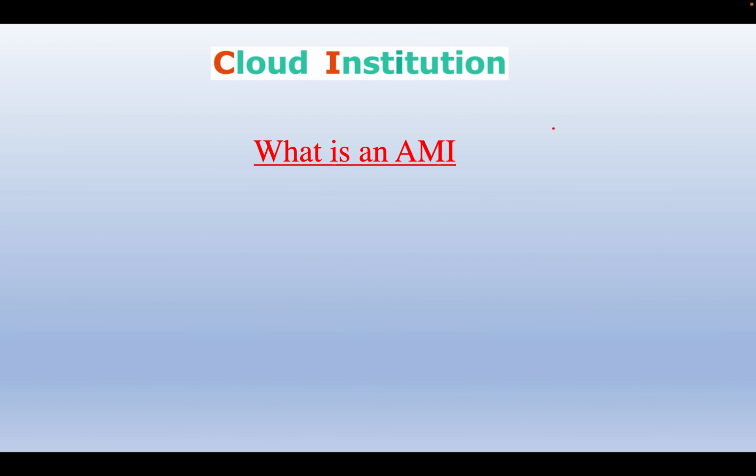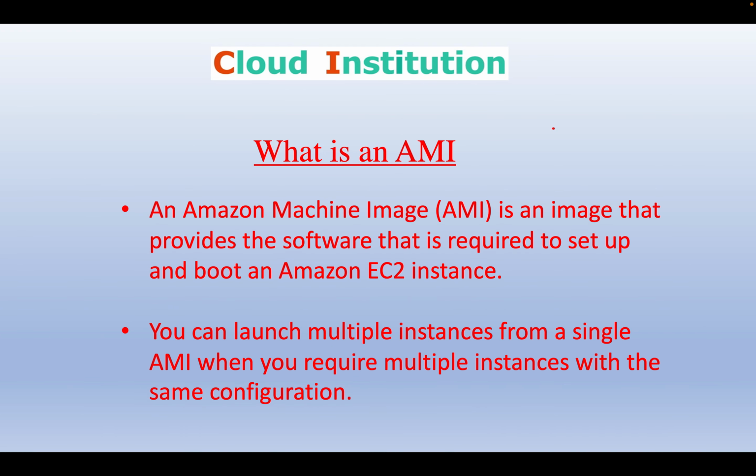First of all, let's check what an AMI is. AMI is an Amazon Machine Image. It is an image that provides the software required to set up and boot an Amazon EC2 instance. For example, if you want Ubuntu machines, Red Hat machines, or Amazon Linux installed, whatever the instances to provision, you have to have an AMI available in order to do that. Without an AMI, you can never provision any kind of instance in AWS.